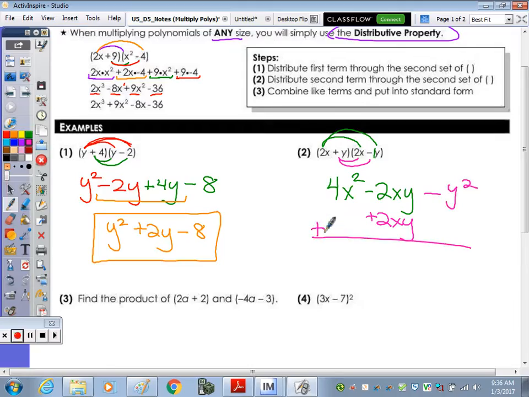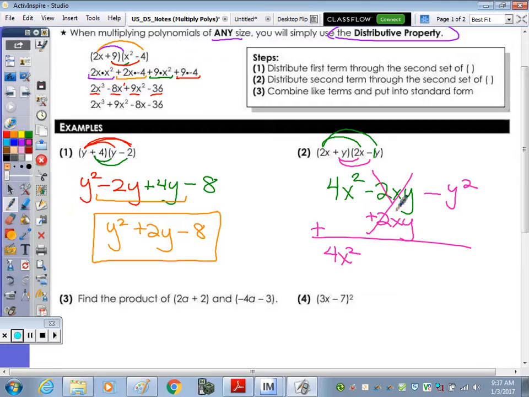Now when you combine straight down, there's nothing to combine with the 4x squared, so just bring it down. And then what is a negative 2xy combined with a positive 2xy? 4x squared y squared? No. Remember when adding, the exponents don't change. We add the coefficient in front. What is a negative 2 plus 2? 0. And 0xy is just 0.